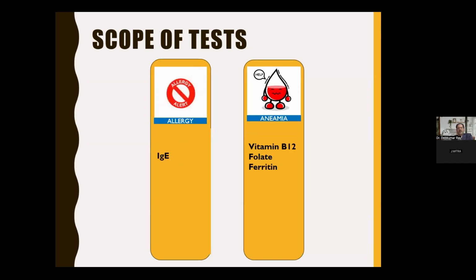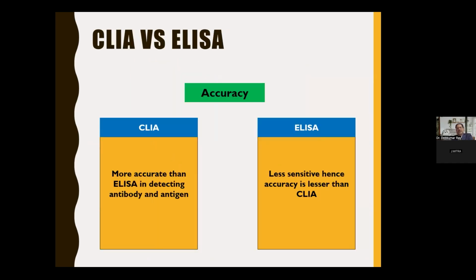And the last part of these components are allergy profile, IgG we can assess, and anemia profile. This is not the total profile, but the biomarkers which are most commonly being done by using chemiluminescence, that is vitamin B12, folate, and ferritin, also being assessed by using chemiluminescence technique.